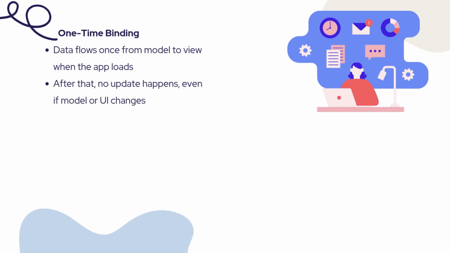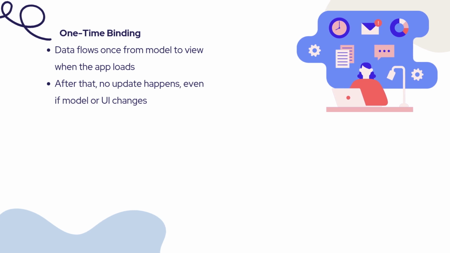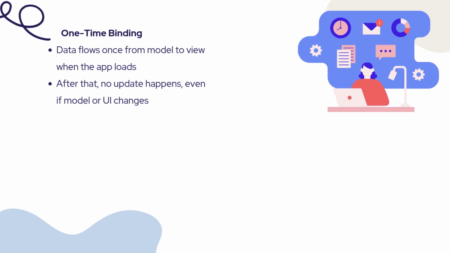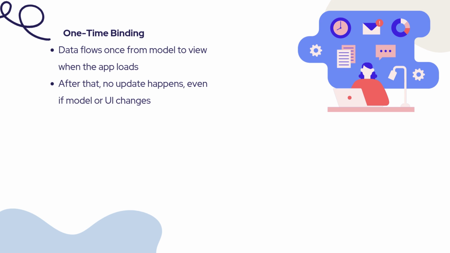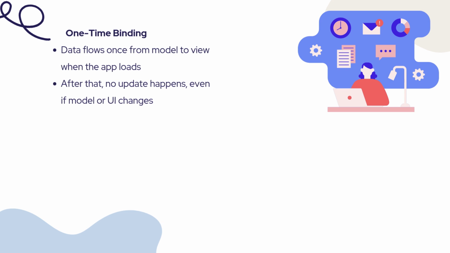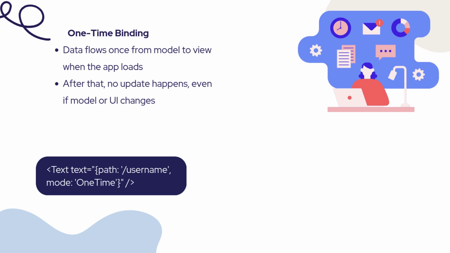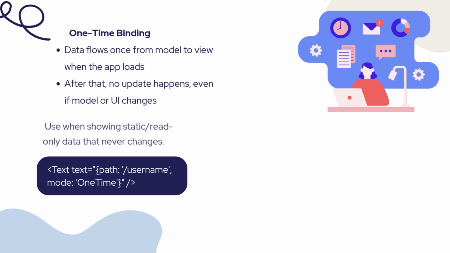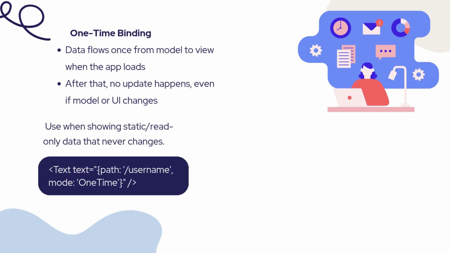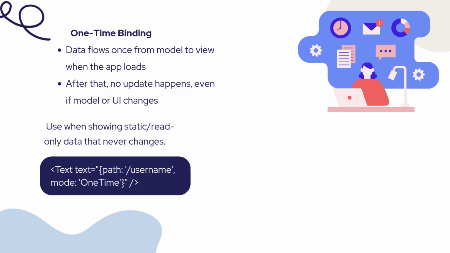Now, the last one is one-time binding. In one-time binding, data flows from the model to the view only once when the app loads. After that, it won't update even if the model or UI changes. Let's see in the example. This is perfect for showing static or read-only data like a one-time generated order number.